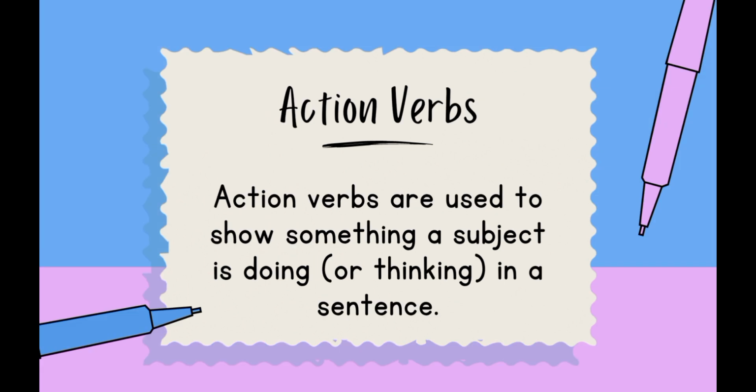Action verbs are used to show something a subject is doing. Action verbs are used to show something a subject is doing or thinking in a sentence.